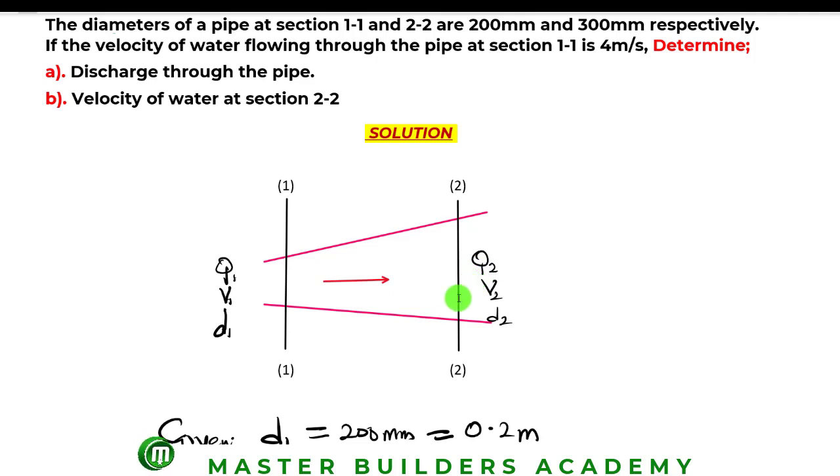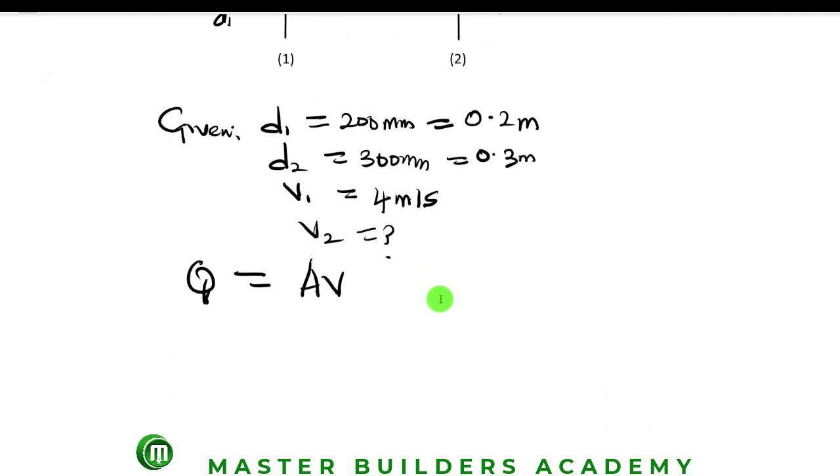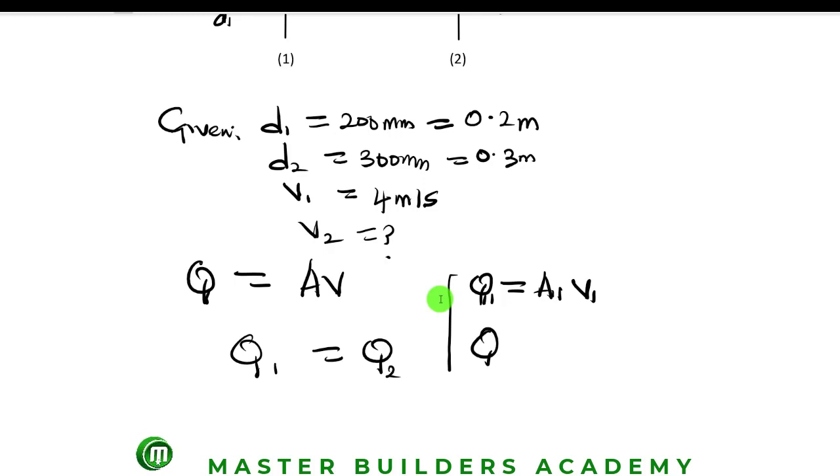Whatever discharge that enters through section 1 will also be discharged at section 2. It shows that Q1 is equal to Q2. So now one thing about this is that if I call this Q1, that means Q1 is equal to A1 V1, and also Q2 is equal to A2 V2.